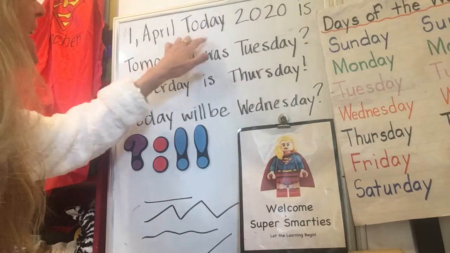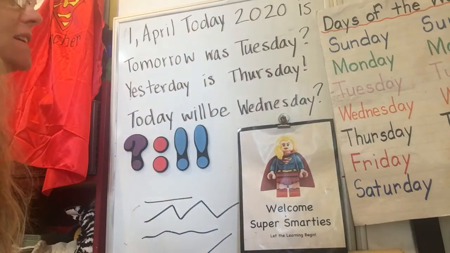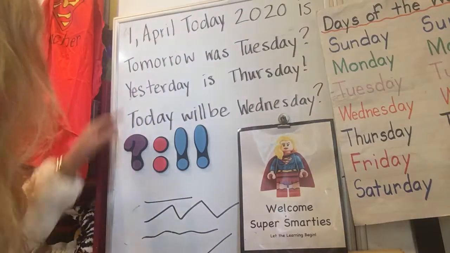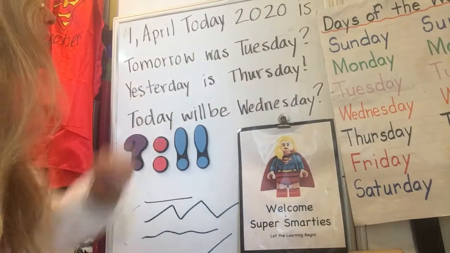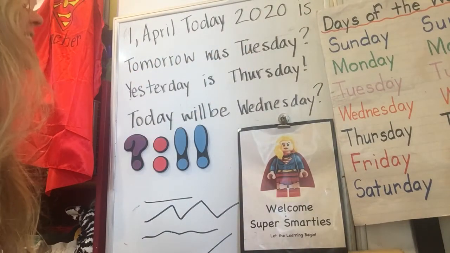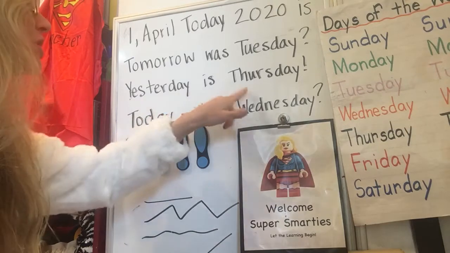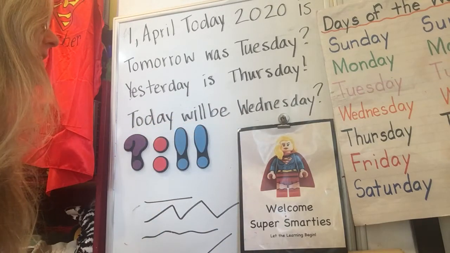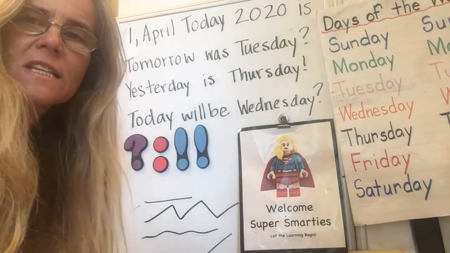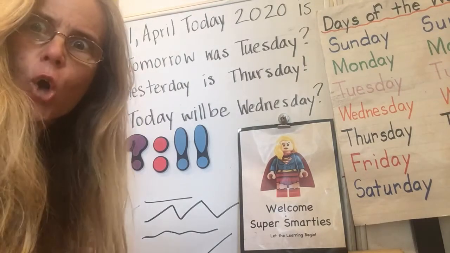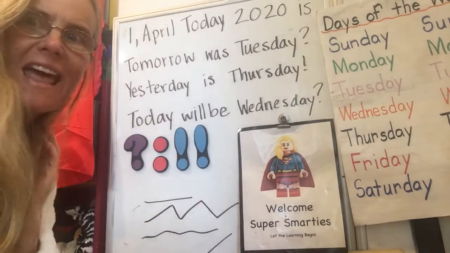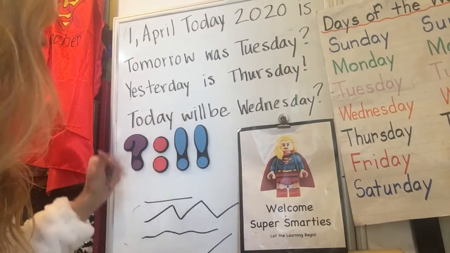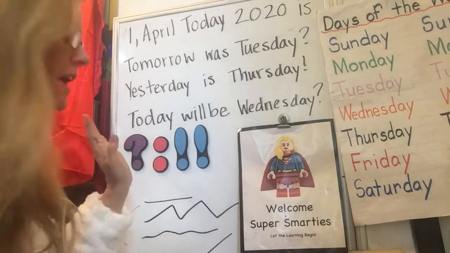"1 April today, 2020 is." Do we talk like that? I hope not. "Tomorrow was Tuesday." What? "Yesterday is Thursday." What? "Today will be Wednesday." Well, today is Wednesday, but it's not going to be Wednesday. It already is Wednesday, so that doesn't even work. Oh, and then we have some punctuation here just floating around.